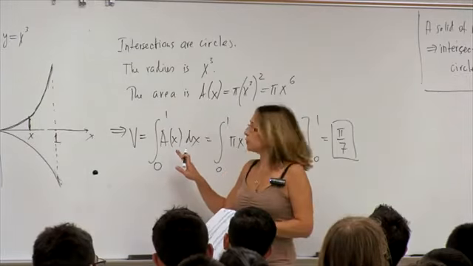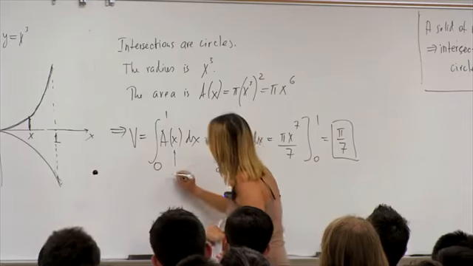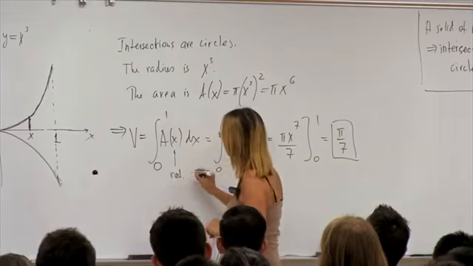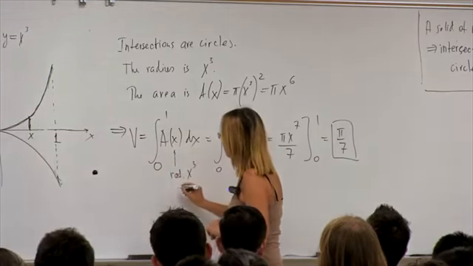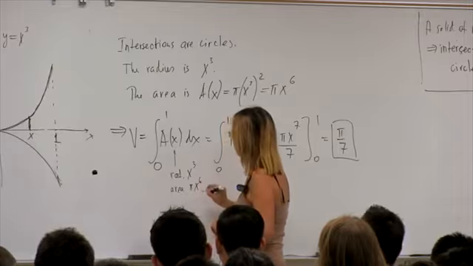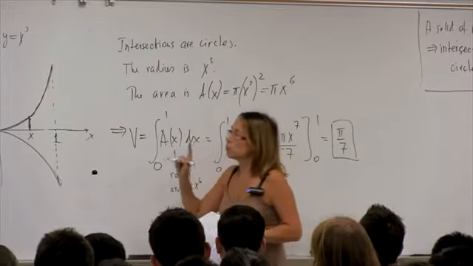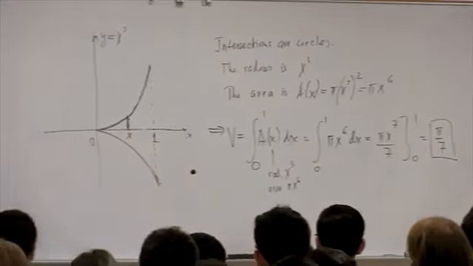The radius, so here the radius for each intersection is x cubed, and the area is pi x to the 6th. So for each x, the radius changes. It wouldn't change if I had a solid of this kind.